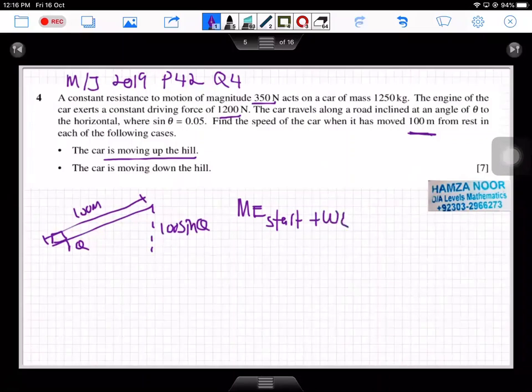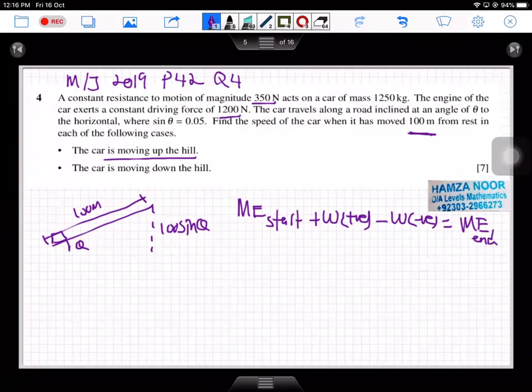positive minus work done negative, and this whole thing is equal to mechanical energy at the end, where mechanical energy is the total of kinetic energy plus the potential energy. All right, this is the basic equation which you need to remember.